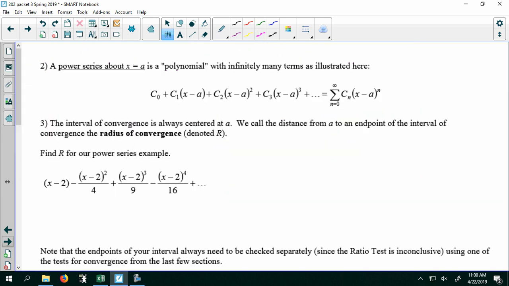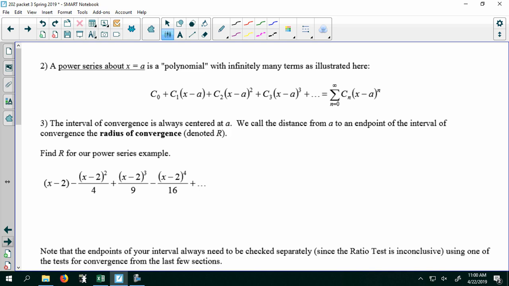Okay, so this last bit is just a little vocabulary. A power series about x equals a is a polynomial with infinitely many terms that looks like this. You've got some unknown coefficients. About x equals a means you're doing x minus a for all of your terms. And then you've got the powers increasing by 1. The interval of convergence for this thing is always centered at a.